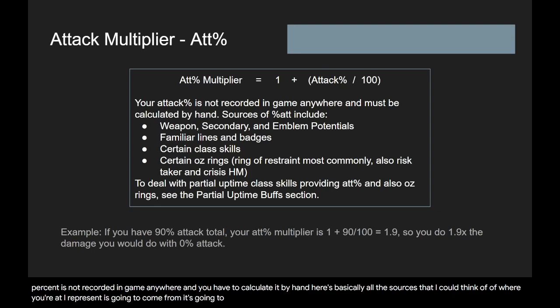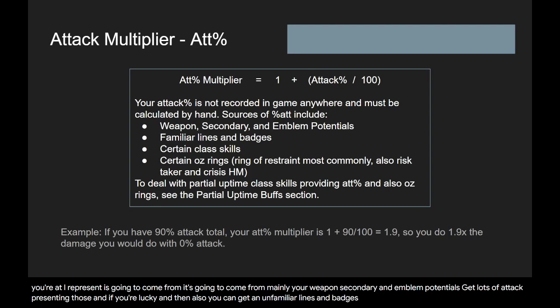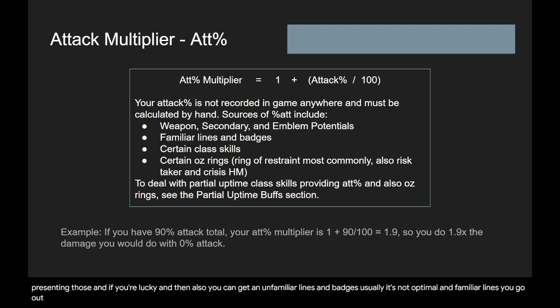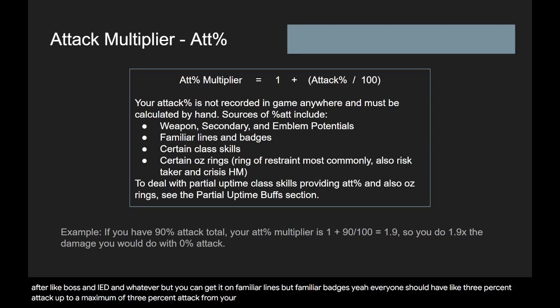It's going to come from mainly your weapon secondary and emblem potentials. You hopefully get lots of attack percent on those if you're lucky. And then also you can get it on familiar lines and badges. Usually it's not optimal on familiar lines. You go after like boss and IED and whatever, but you can get it on familiar lines. But familiar badges, yeah, everyone should have like 3% attack, up to a maximum of 3% attack from your badges.